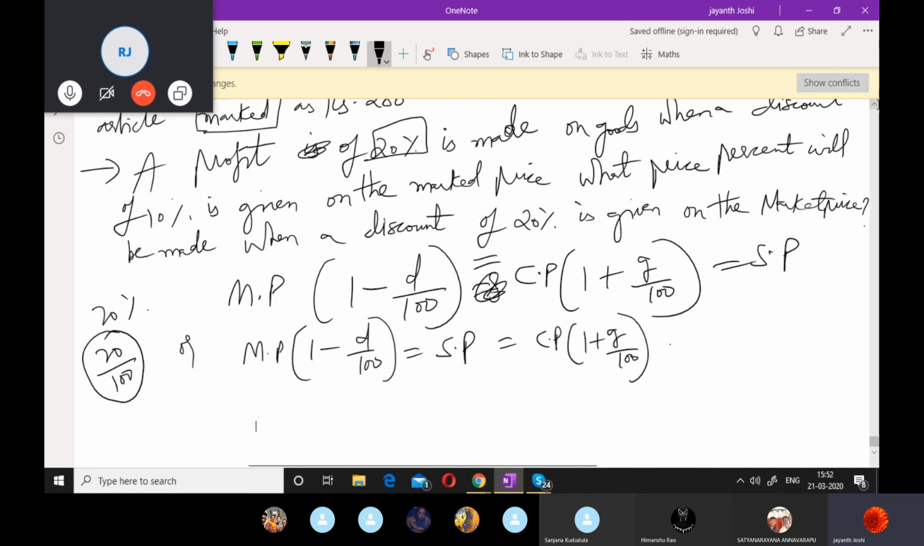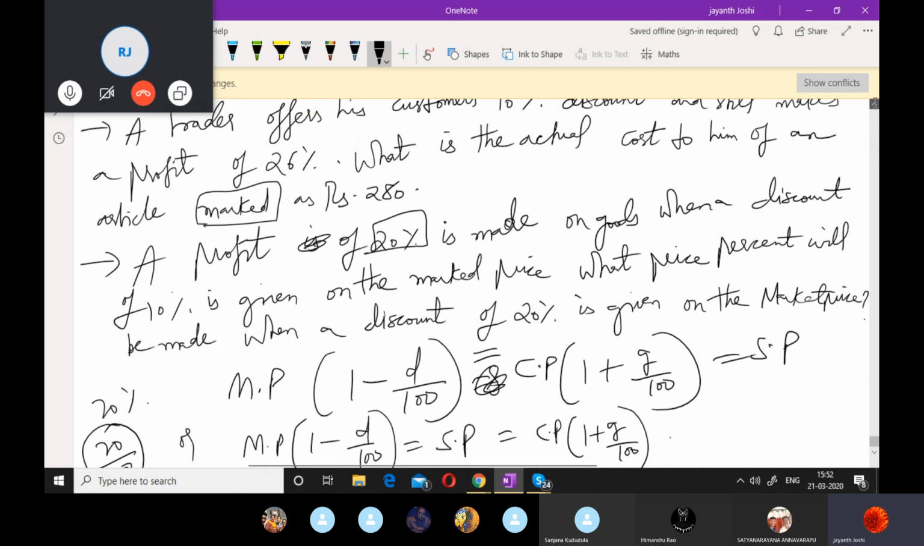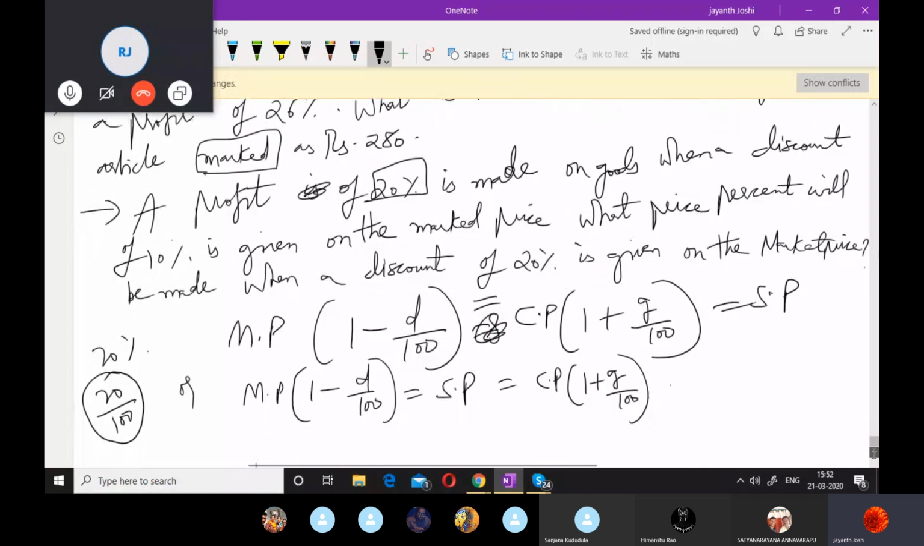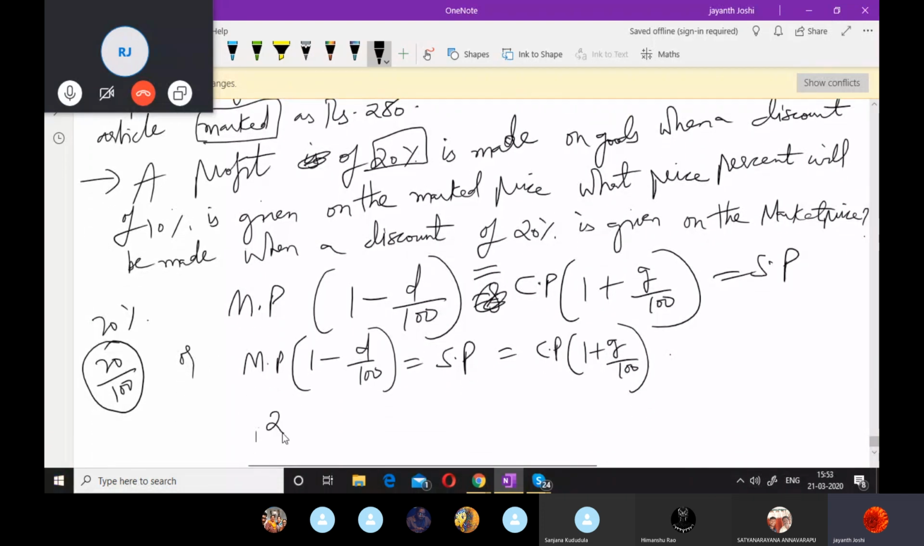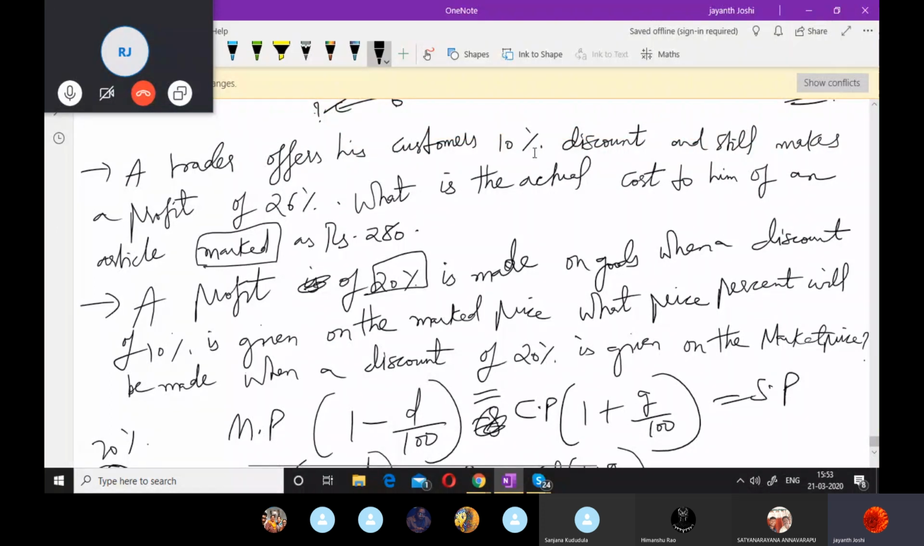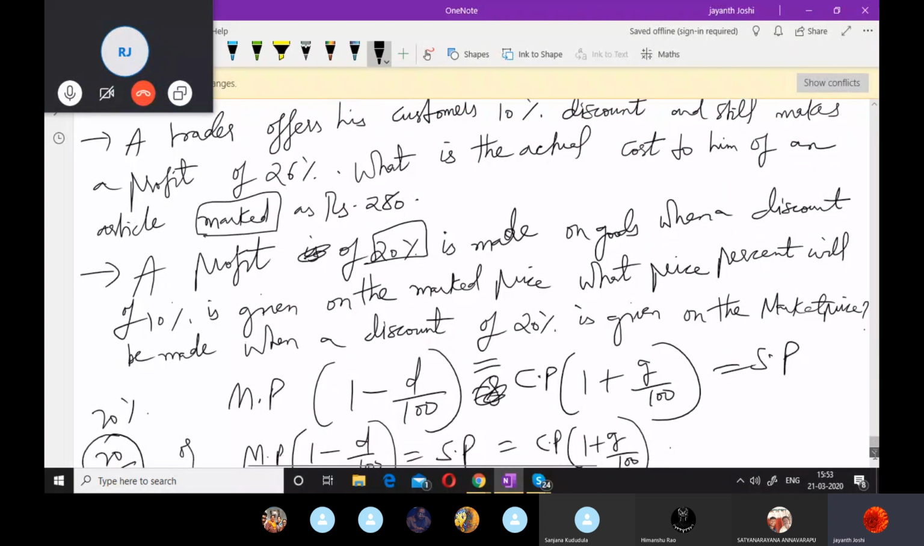What is your marked price in the question given? Marked rupees 280. A trader offers his customers 10% discount and still makes a profit of 26%. What is the actual cost to him of an article marked rupees 280? So the marked price is clearly 280. How much discount is being given to the customers? A trader offers his customers 10% discount. So he is giving 10% discount.